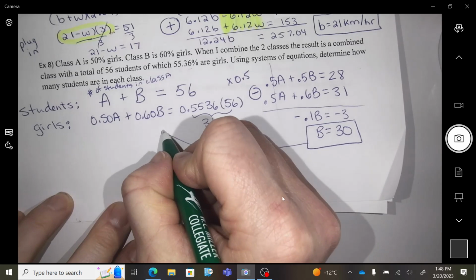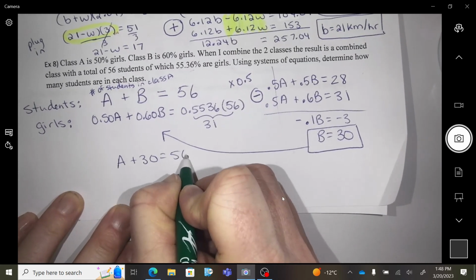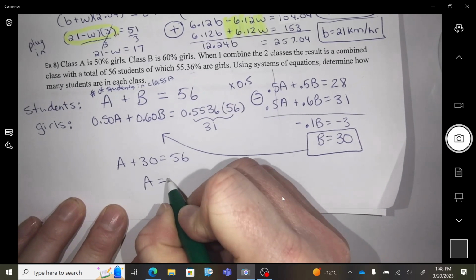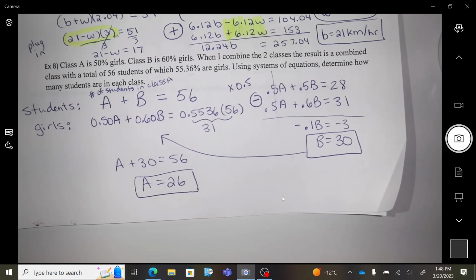Okay, we always plug in. So if class B is full of 30 students, class A would have 26.